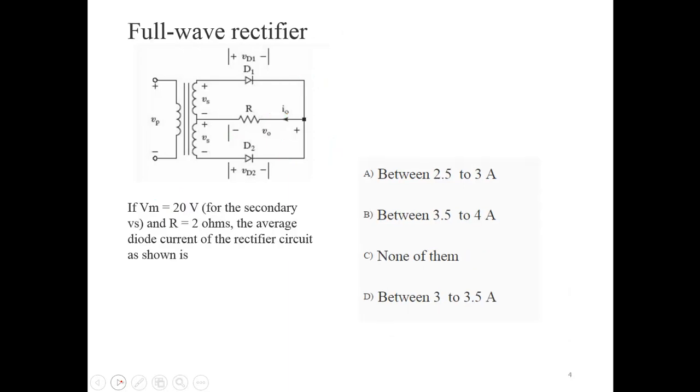What is this one? I think this is the average diode current of the rectifier. I think it's the same example as before. Vs is 20, and then R, and the average diode current will be the same one. I think it's a repetition of the same problem.